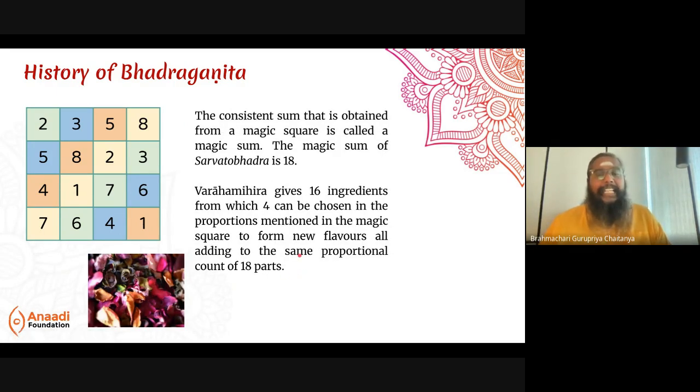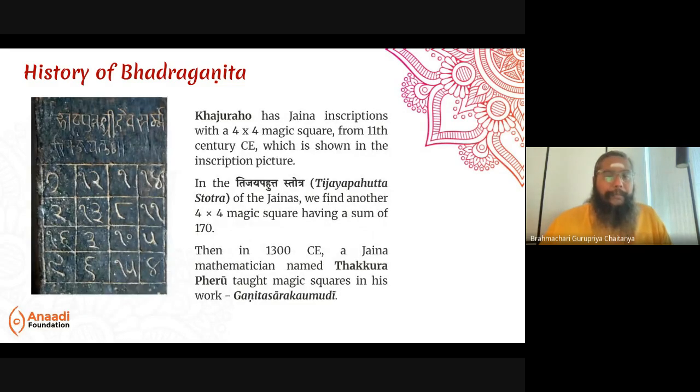The different 16 ingredients, he says, look like a potpourri. You imagine putting all 16 ingredients, taking them in a particular proportion. Similarly, we see in the Jaina tradition, I already showed you, in the Khajuraho Jaina inscriptions in the temple, this 4x4, again a pan-diagonal magic square. Again, the uniqueness of this magic square is it's pan-diagonal, as in even broken diagonals, and any 2x2 section actually will lead up to the same magic sum.